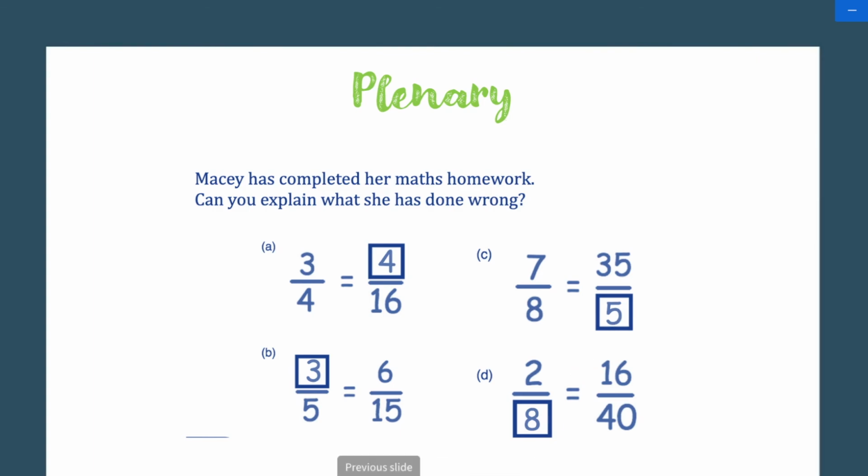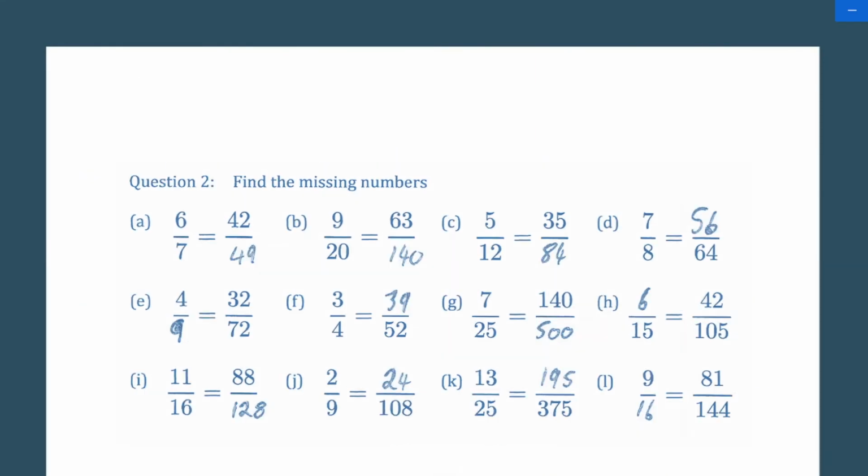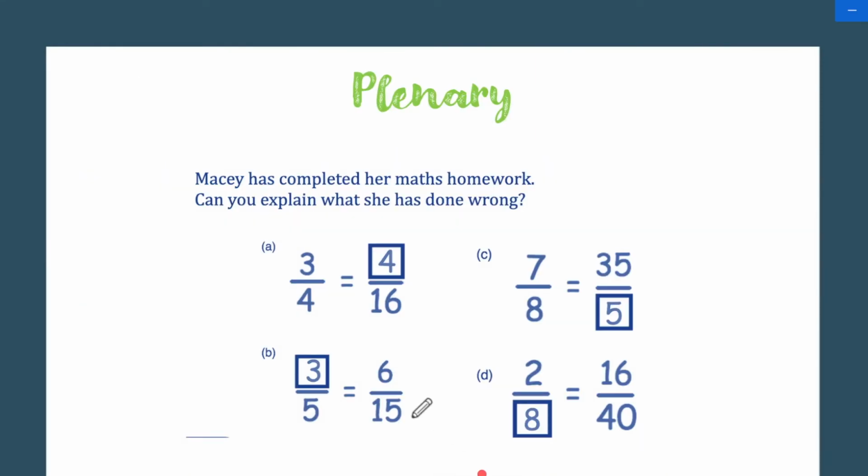Let's see, there are no answers. Oh, but then we're gonna have to do it together. Obviously, to get from 4 to 16 multiplied by 4, 3 times 4, 12. So what Macy did wrong was she took the factor and she just put it in the box. She did not multiply the 3 by the 4.